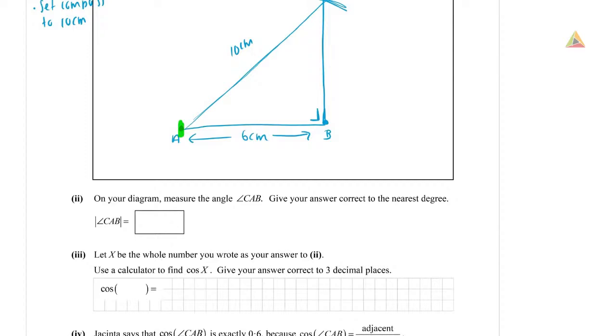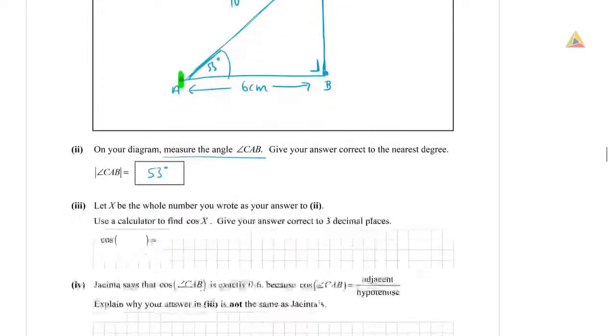On your diagram, measure the angle CAB and give your answer correct to the nearest degree. So the angle CAB is going to be this angle here. It says to measure the angle, so you're going to get your protractor. You put the base of the protractor at A, and you measure what angle this makes here. When you do that, you're going to get 53 degrees. So that angle there should be 53 degrees.